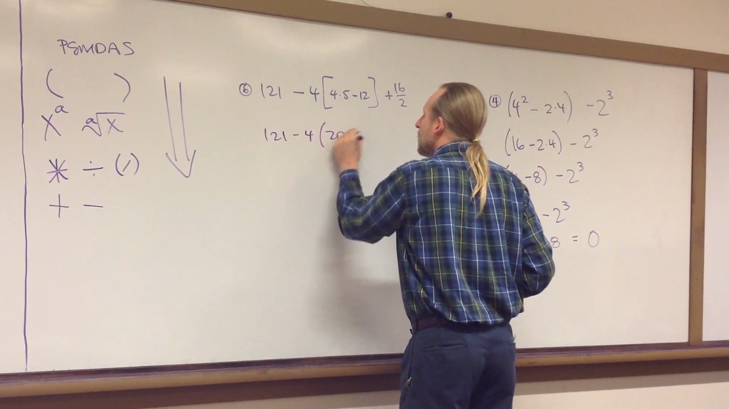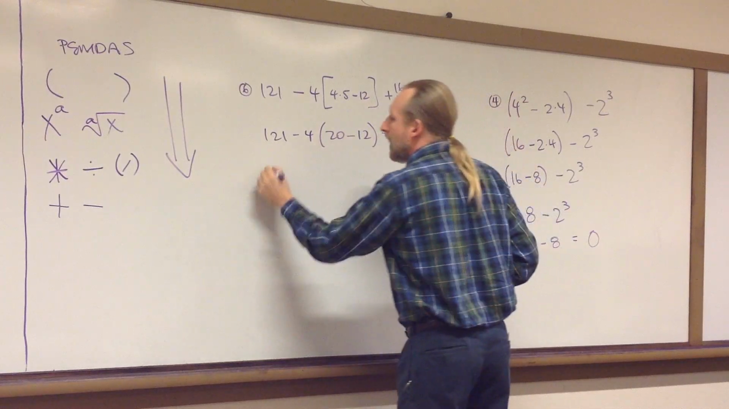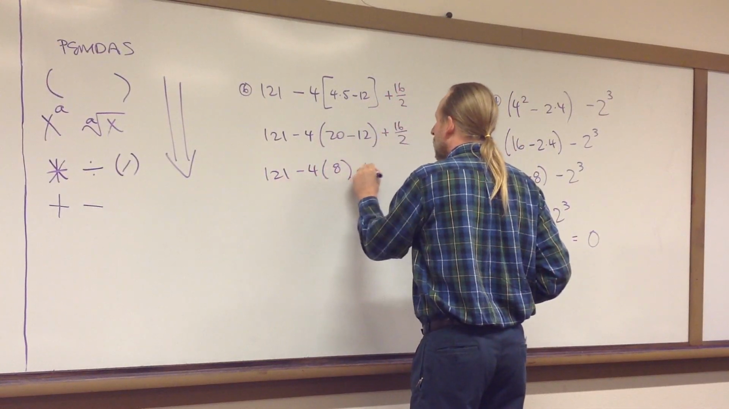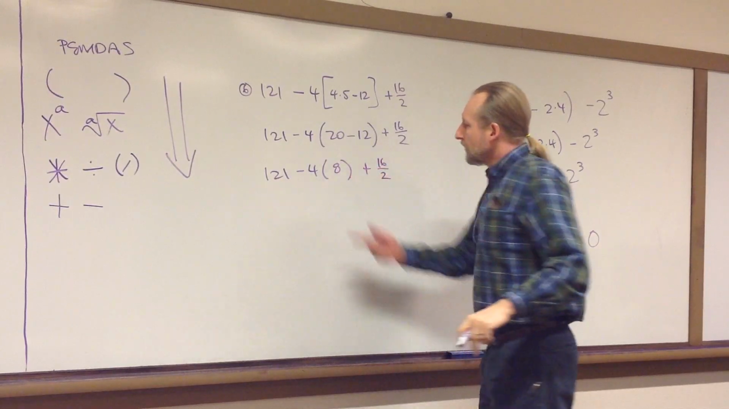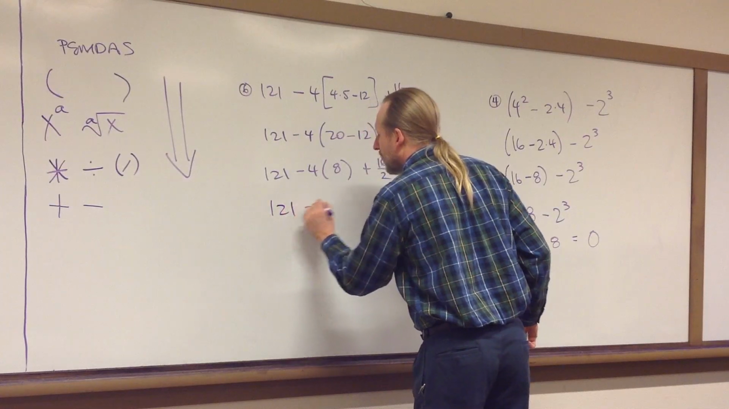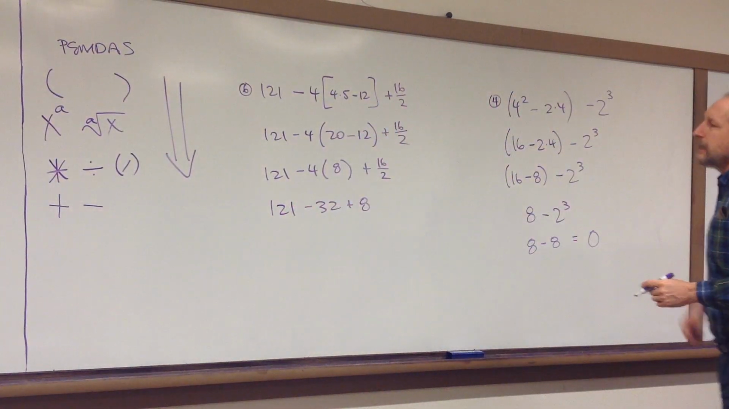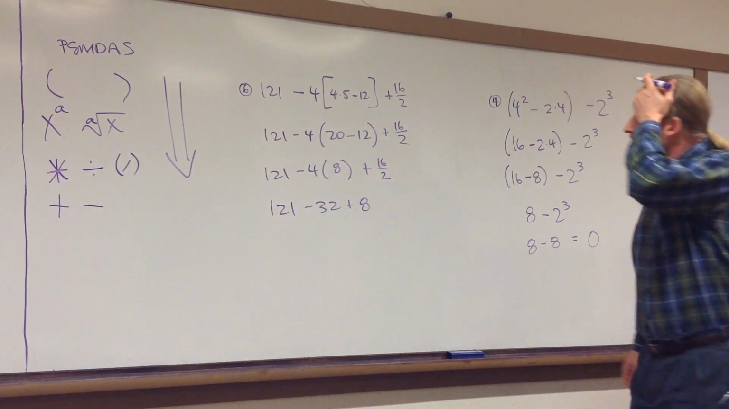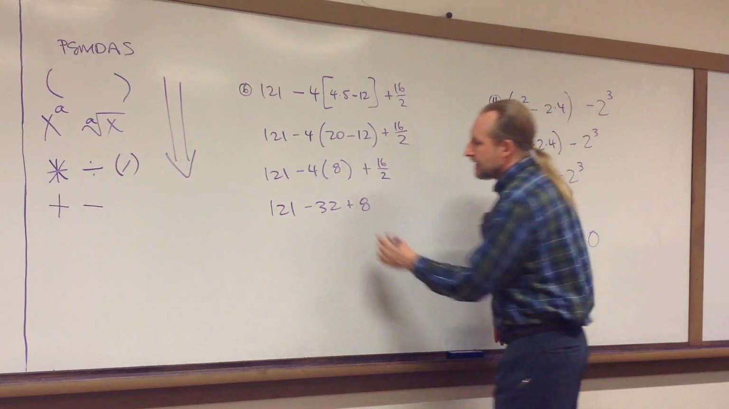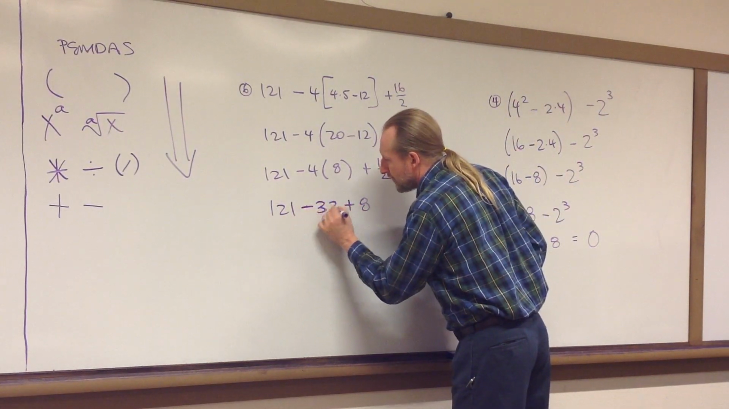So that'll be 20 minus 12. And now let's go ahead and simplify that. That'll be 8. So here's some multiplication. Here's some division. We'll take care of those next. And now notice we're down to just the adding and subtracting. So the sign for a number is always in front of it. This is a positive 8. This is a negative 32.